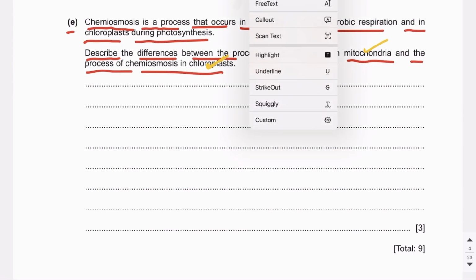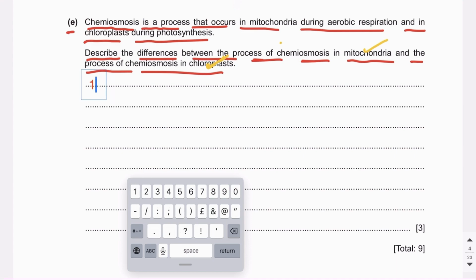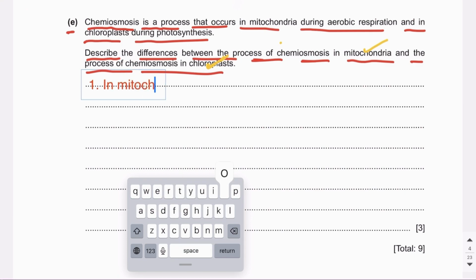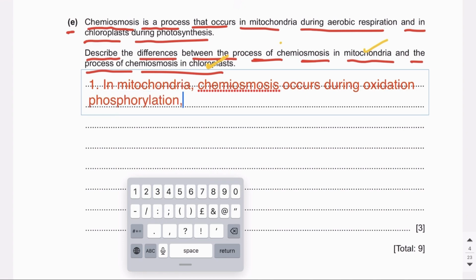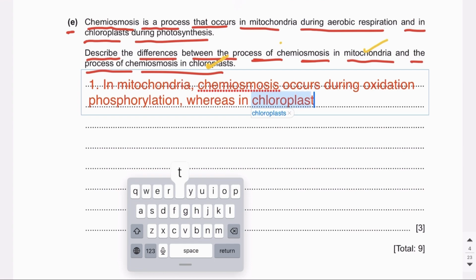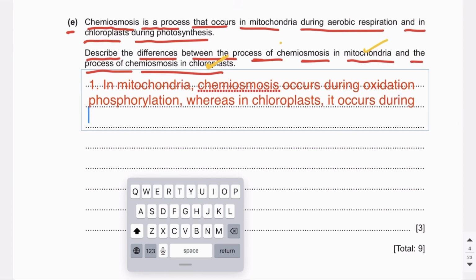The differences. In mitochondria, chemiosmosis occurs during oxidative phosphorylation, whereas in chloroplasts, it occurs during photophosphorylation. All right.